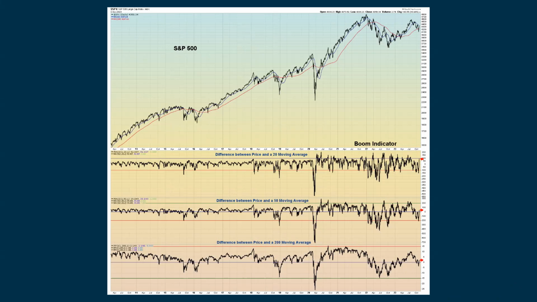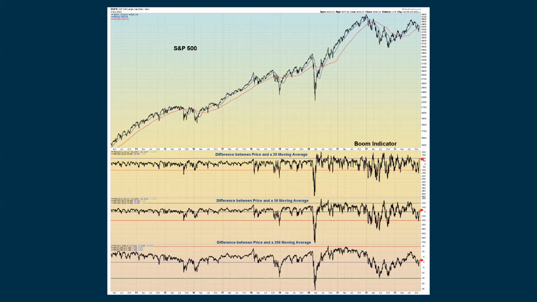This is based on a 20, a 50, and 200-day moving average. How far is price away from those various moving averages? When they move really quickly in one direction or the other, they have a tendency to come back to the moving average. And that's what this boom indicator tries to measure.